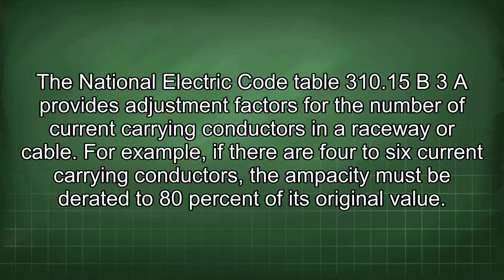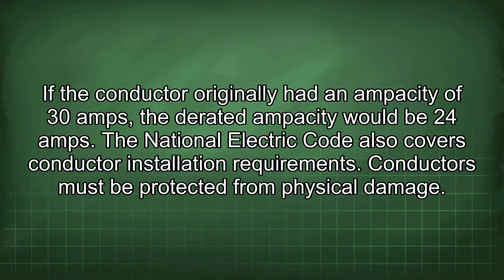The National Electric Code Table 310.15(b)(3) provides adjustment factors for the number of current-carrying conductors in a raceway or cable. For example, if there are 4 to 6 current-carrying conductors, the ampacity must be derated to 80% of its original value. If the conductor originally had an ampacity of 30 amps, the derated ampacity would be 24 amps.